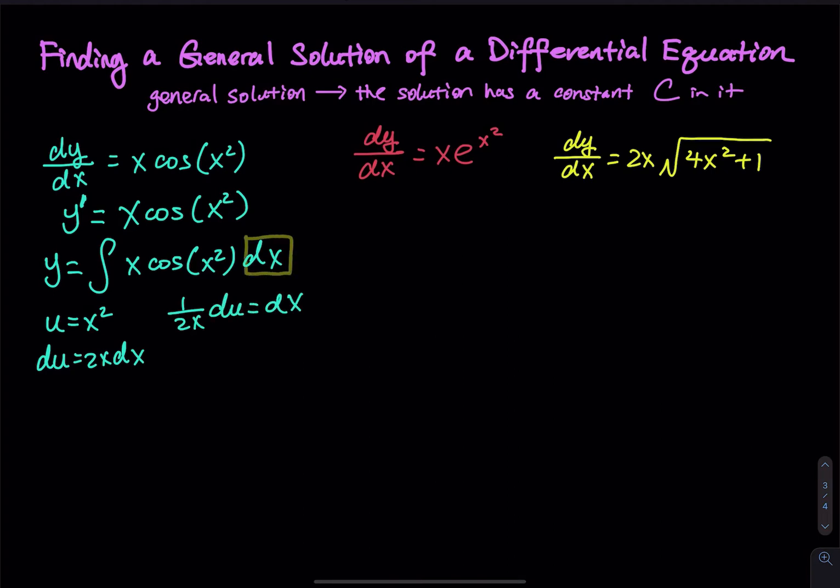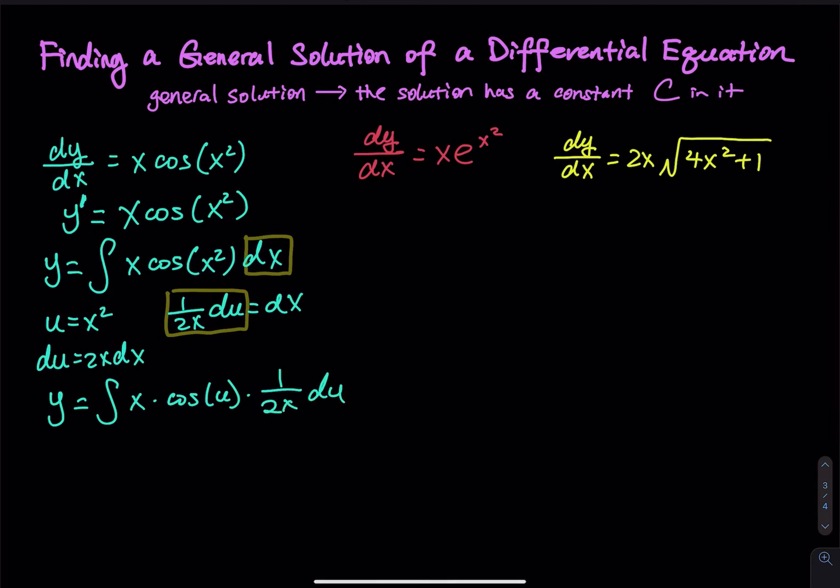We will replace the dx with 1/2x du. So y is equal to the integral of x times cosine u, and then dx becomes 1 divided by 2x du, and then you get rid of the x, right? You check the integrand, make sure there is no more x. So now you have a constant 1/2, you can take it outside of the integral, so you are really integrating cosine. So the integral of cosine is sine.